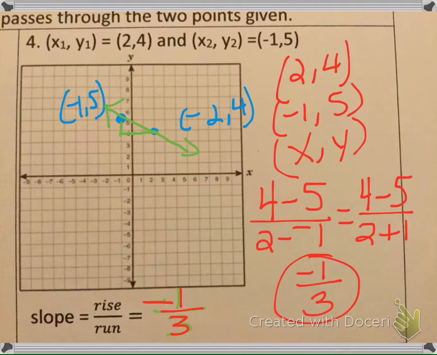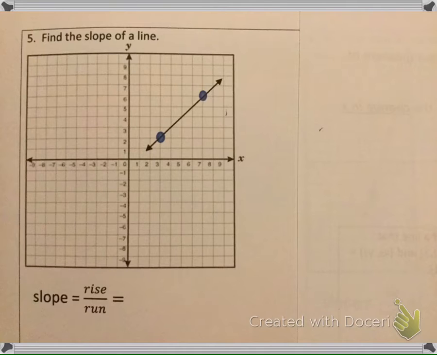Okay. Let's take a look at number 5. Okay, number 5 is a little different. You're given a graph with a line on it, and you need to find the slope. So again, I would probably do this 2 ways. Okay, this point right here is at 3, 2. Okay, and this point here looks like 7, and that's 6.